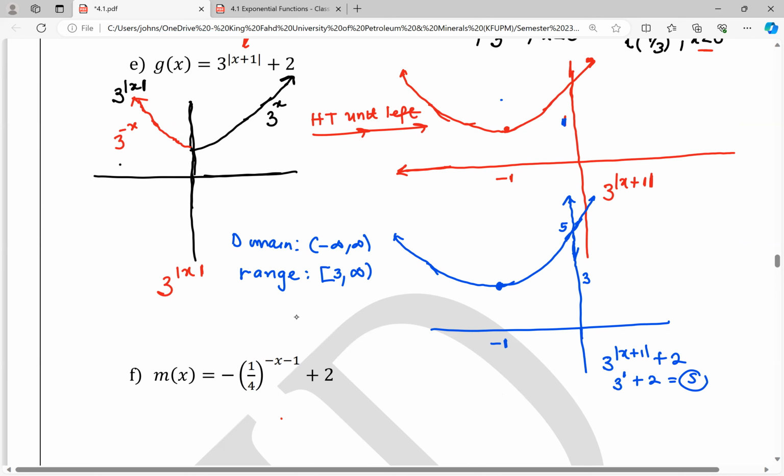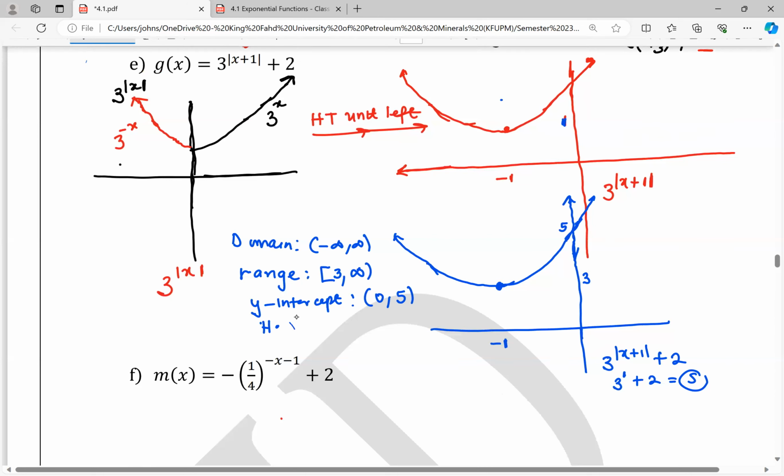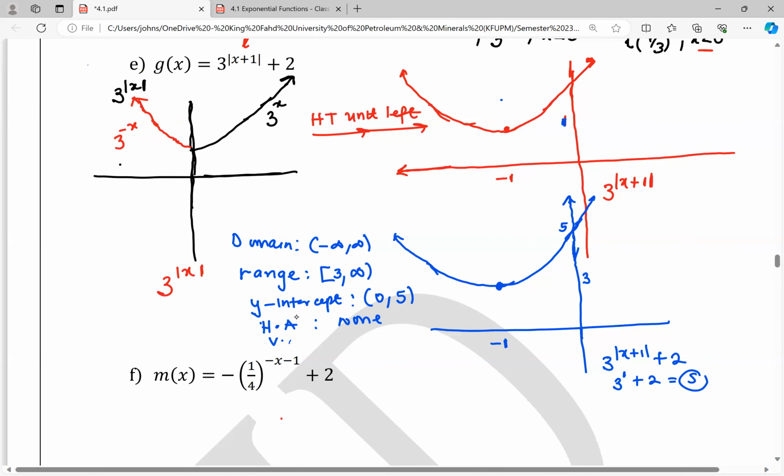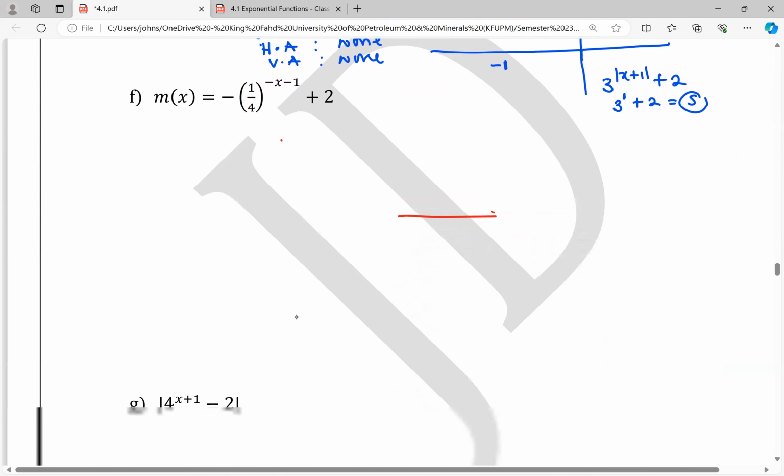But what about the y-intercept? Y-intercept is when x is 0, we've seen it. If x is 0, y is going to be 5. Is there an x-intercept? No x-intercept. Everything is facing upward. There is only a y-intercept. There is no horizontal asymptote. Also, there is no vertical asymptote.